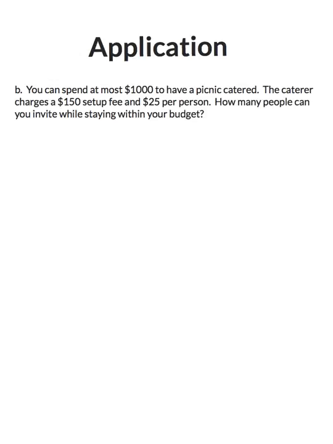So, one of the first things that I see is that it says you can spend at most $1,000. That is our inequality. Now, to come up with the amount that we're going to spend, it says the caterer charges a $150 setup fee. This is going to be a constant because it doesn't matter how many people you invite, it's just going to be $150. In future math classes, you will refer to this as the initial cost or initial value.